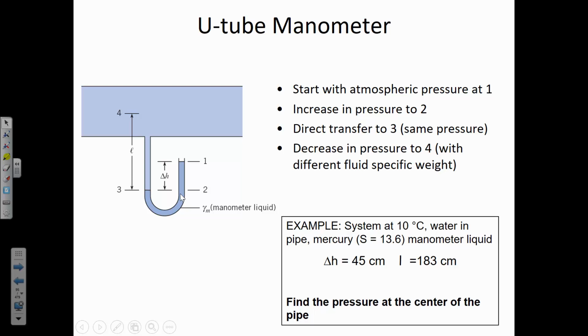I'd like you to get a try with this approach. Find out what is the pressure at the center of the pipe. If it's 10 degrees Celsius water in the pipe, and to save you from looking that up, let's just assume 9810 is our water. Gamma of water, 9810 newtons per meter cubed. And now I've given you an S for mercury. S in some text is meaning the same thing as specific gravity. So it's the ratio of either the unit weight or the density. It's the ratio of that to the ratio of water.